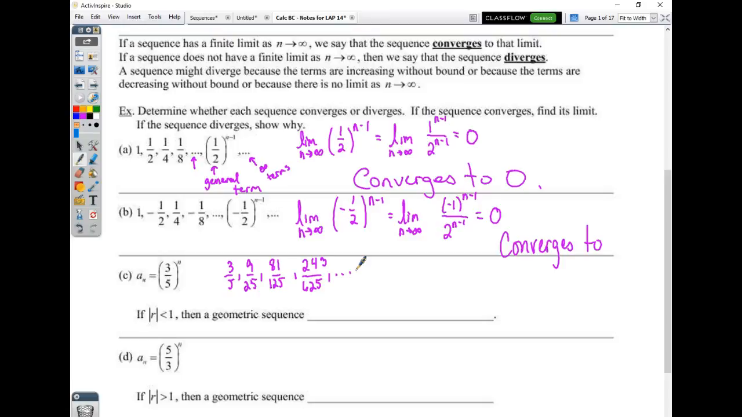Correct. But if I look at those terms and take the limit as n goes to infinity of 3 over 5 to the nth power, well, that's really the limit as n goes to infinity of 3 to the n over 5 to the n. Now this is a little bit tougher because 3 to the n goes to what? What about 5 to the n? All right, so we either have to figure out how to deal with that or we have to logic our way through it.